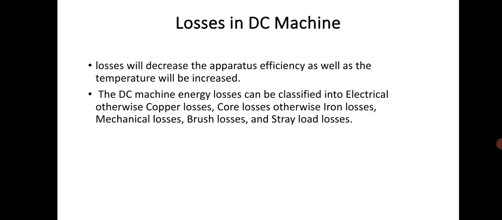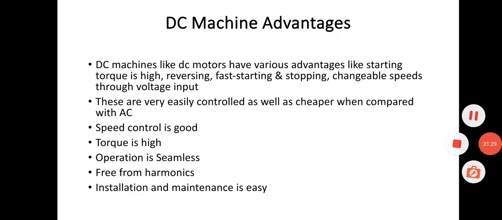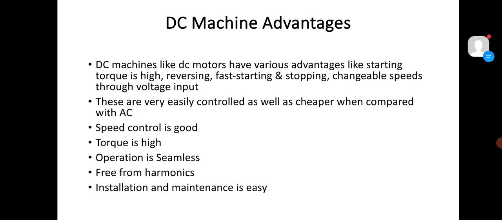Okay, then losses in a DC machine. What are the losses in a DC machine? Losses indicate energy loss. If there are losses, they will affect the efficiency. Actually they are divided into three types: copper loss, core loss, then mechanical loss.